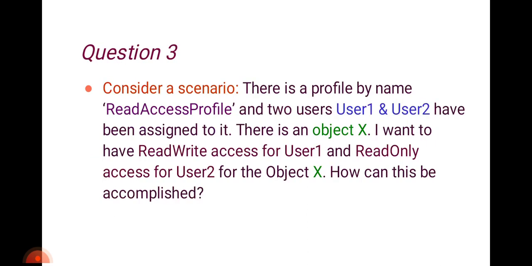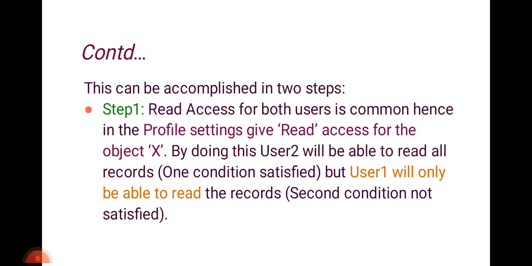The answer to the third question will be, the answer to this scenario can be accomplished in two steps. Step 1, read access for both users is common, hence in the profile setting give read access for the object X. By doing this, user 2 will be able to read all the records, one condition satisfied, but user 1 will only be able to read the records, so second condition not satisfied.